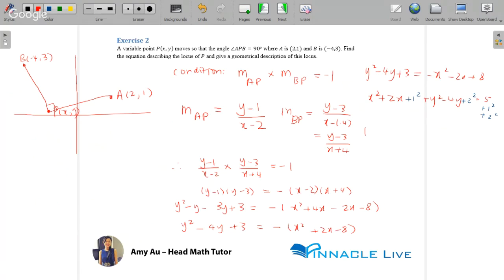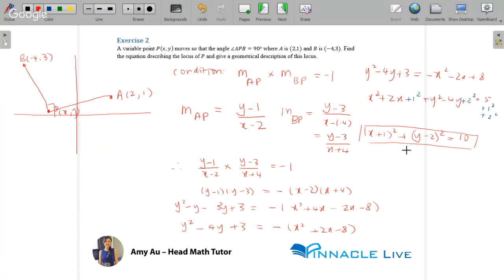All right, so now you've got the perfect squares. And on the right side, you've got 5 plus 4 plus another one, so that's 10. Okay. So that's more or less it in terms of finding the equation of the locus. So that's the answer. Let me box that for you.